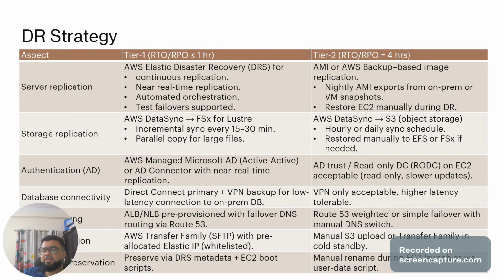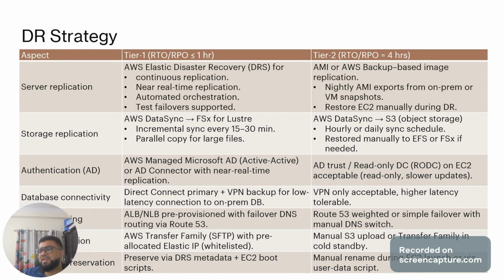Now let's talk about Tier 1 workloads, which are mission critical applications, systems that demand high uptime and minimal data loss. For these, we use AWS Elastic Disaster Recovery, or DRS, for continuous block level replication. The DRS agent runs on on-prem servers and replicates data in near real time to EBS volumes in the AWS staging area. In the event of a disaster, AWS DRS automatically launches EC2 instances in the DR VPC, reducing recovery time to less than an hour, or sometimes to minutes.